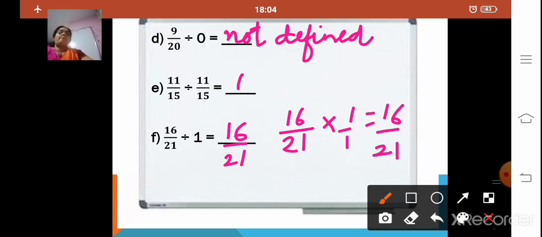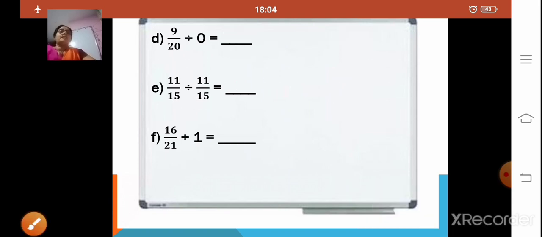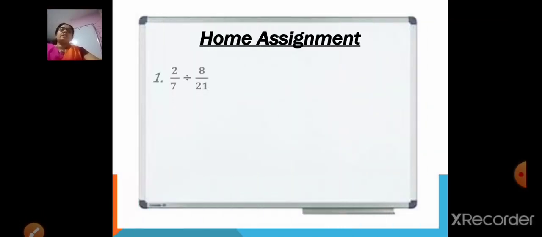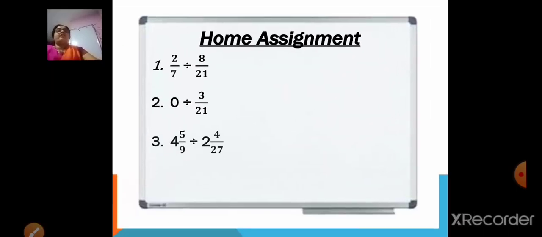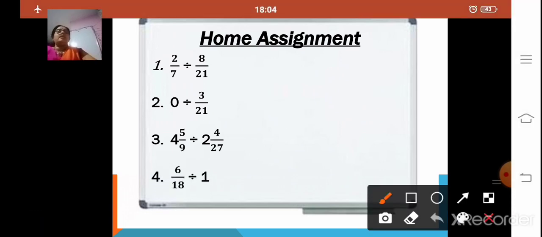Okay? Yes. Now based on the topics, that is division of a fraction by another fraction and also properties of fractions, home assignment sums for you, which you have to do in your homework book. The first one is 2 upon 7 divided by 8 upon 21. Second one is 0 divided by 3 upon 21. Third one is 4 whole 5 upon 9 divided by 2 whole 4 upon 27. And the fourth one is 6 upon 18 divided by 1.